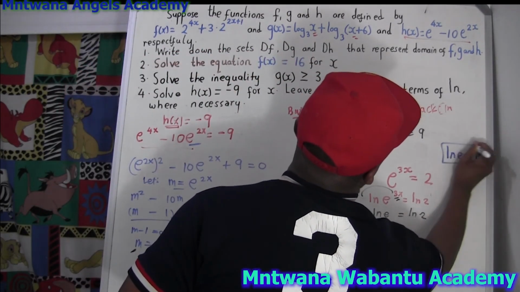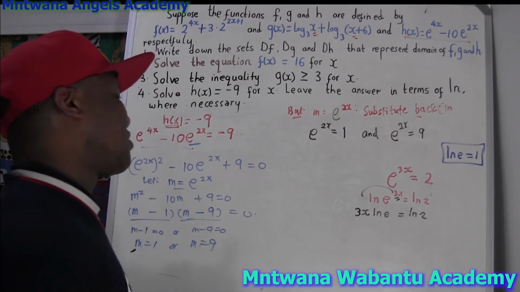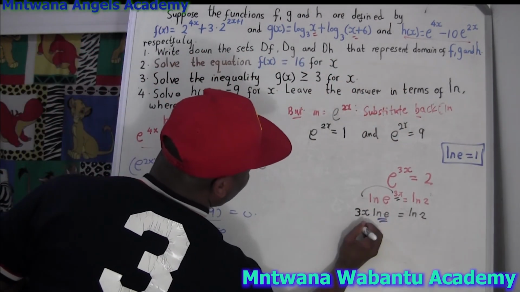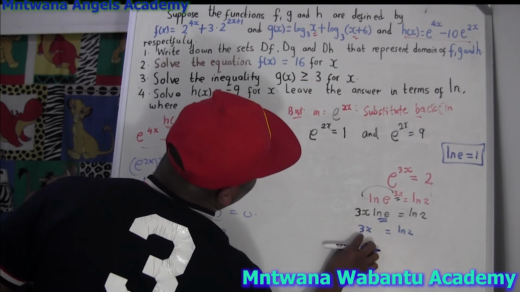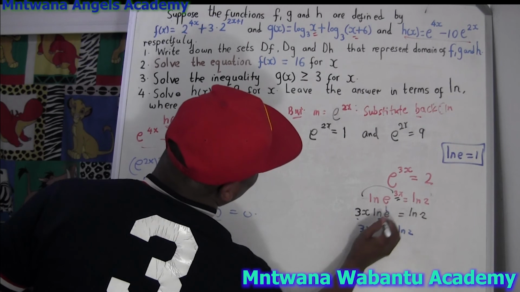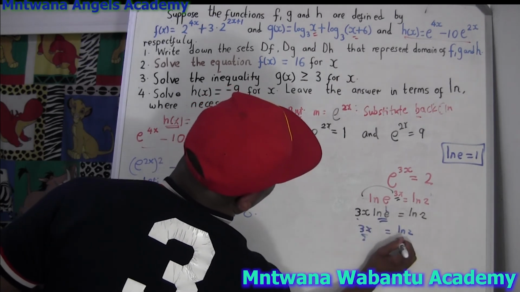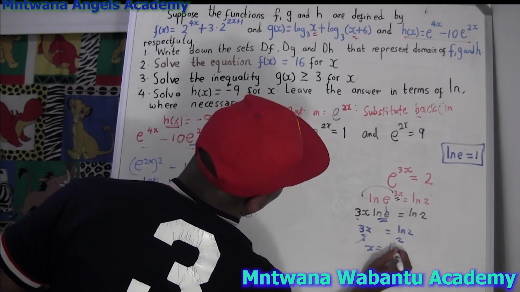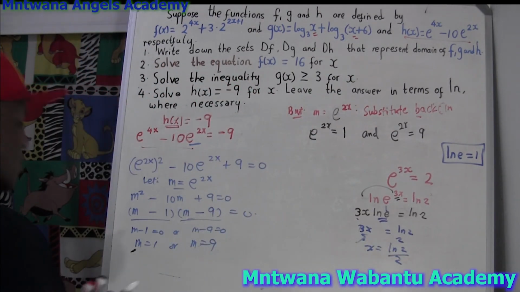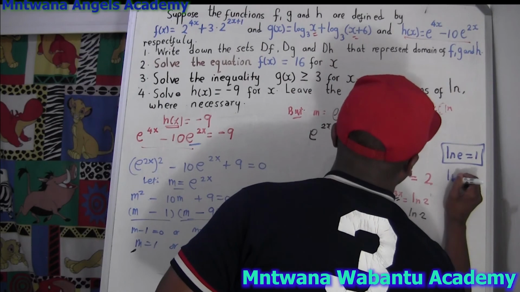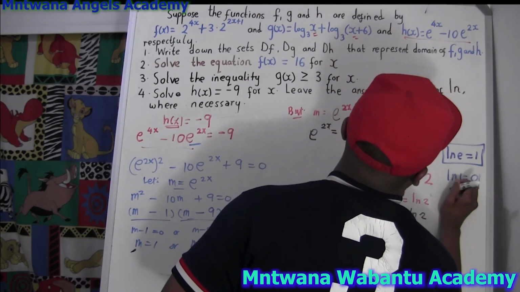You have to keep note of it. So this is going to be 1 here, so it's going to be 3x times 1, equal to 3x, equal to ln of 2. Divided by 3, because this is going to be 1. So my x is equal to ln of 2 over 3, only if you have an ln. Another thing you should note also: ln of 1 is equal to 0.